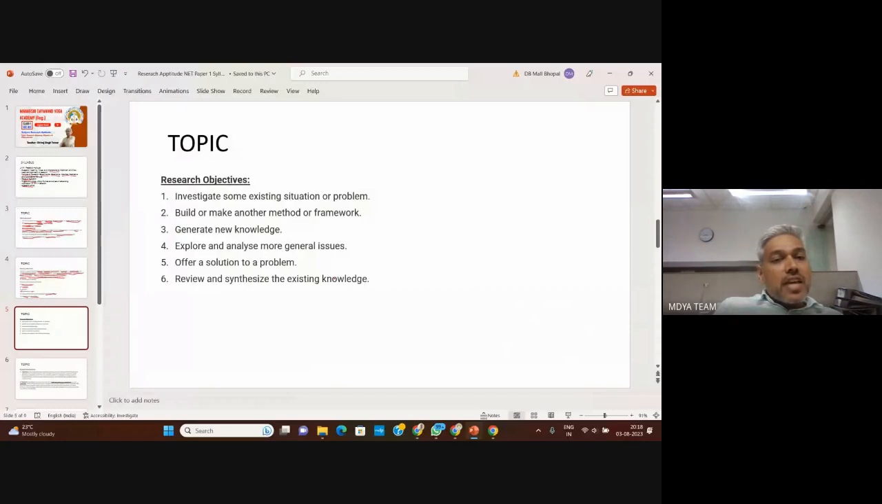The fourth objective is to explore and analyze more general issues. See, in research you can take a very typical or difficult problem, but it should be for general issues, like for normal people, for the general public. So to explore and analyze issues which are already there in general people or the general public. This is the fourth objective.